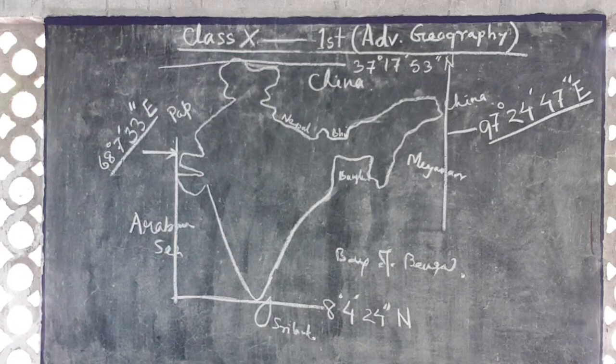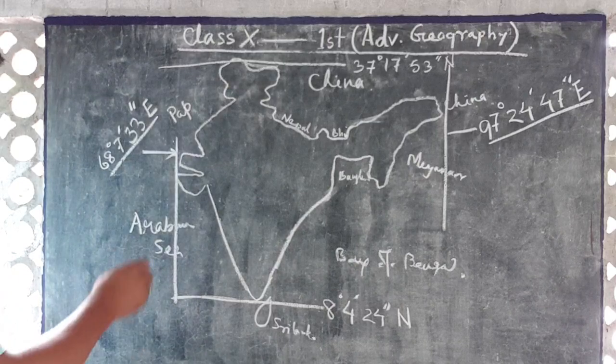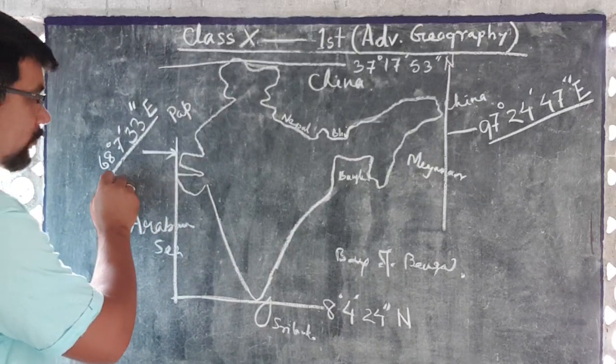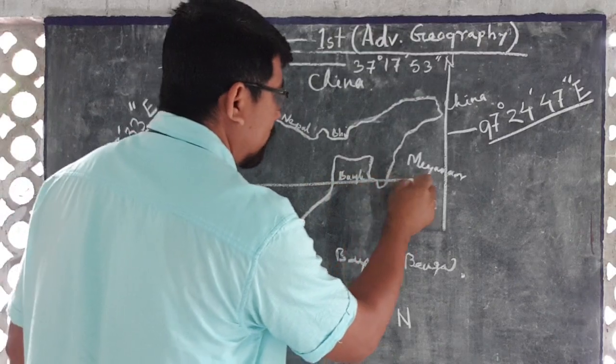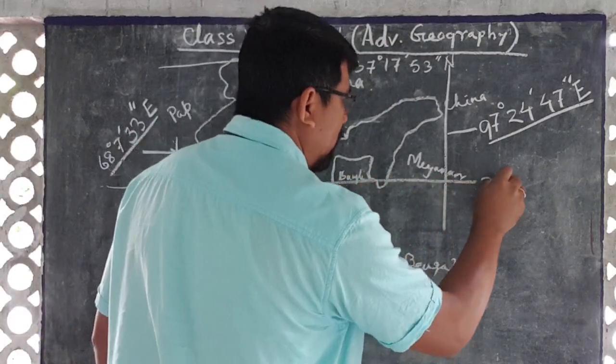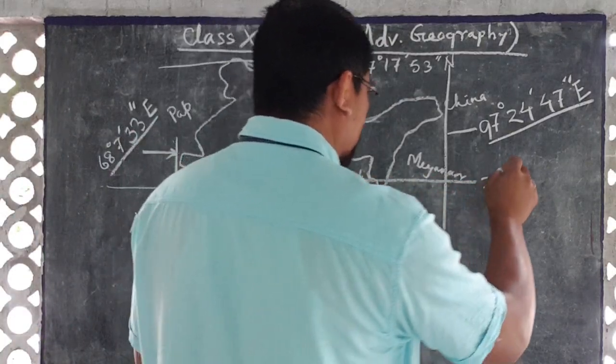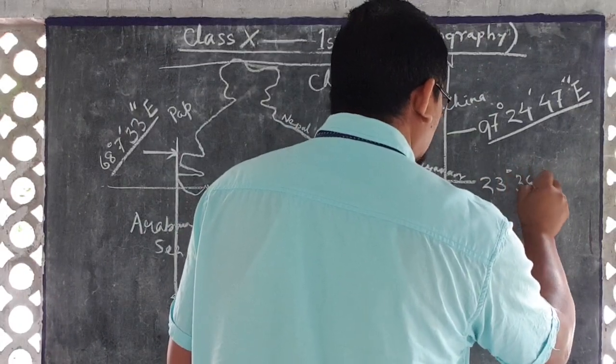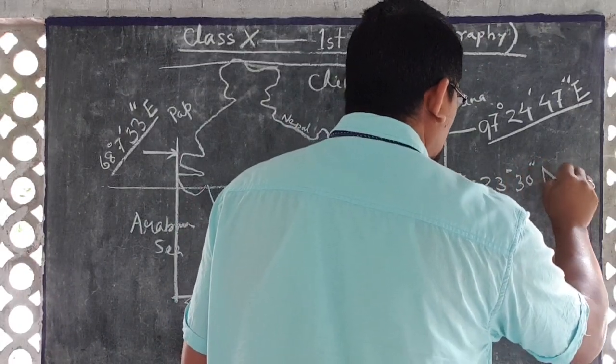It is the latitude and longitudinal extension of India. It is very important for your exam. You should have to remember again and again. And on the other hand, another important line of latitude, which is known as 23 degree 30 minute north latitude.